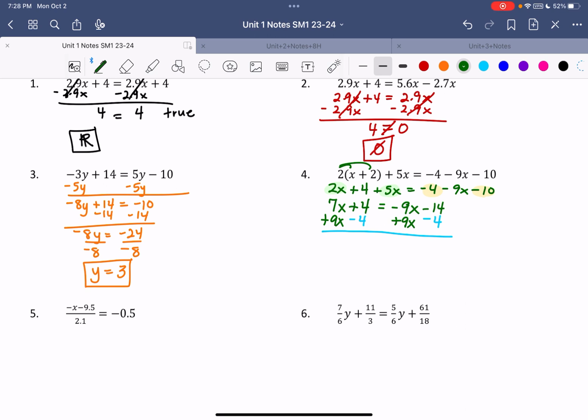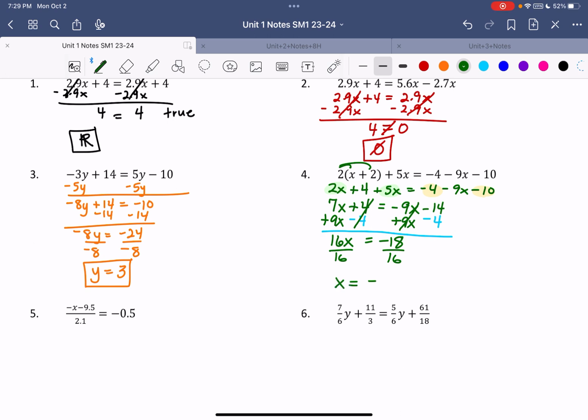But 7x plus 9x is 16x. Right, and then my 4 went away because I subtracted that. And then negative 9x plus 9x, that cancels out. Negative 14 minus 4 is negative 18. So I took care of both of those, moving to the left and moving to the right, all in one step. And now I can divide by 16.